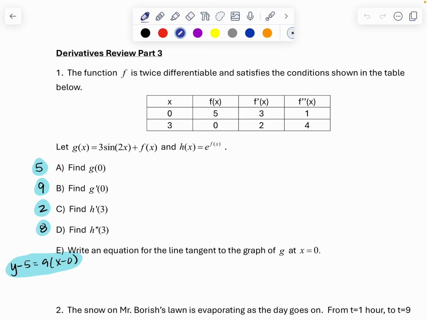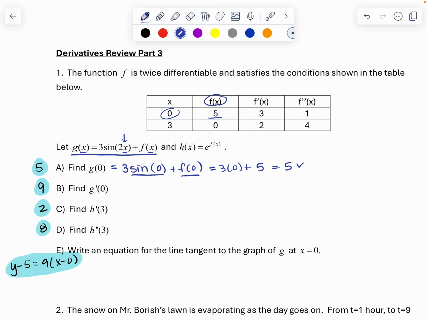So if I want to find g of 0, so here's g of x. G of 0, that just means replace all these x values with 0. You could have done that in algebra, right? So g of 0 is going to be 3 times the sine of 2 times 0, that's 0, and then plus f of 0, okay? Now we know that the sine of 0 is 0, so this is 3 times 0 plus an f of 0 we can get from the table here, so f of 0 equals 5. And that's 0 plus 5, which is 5.